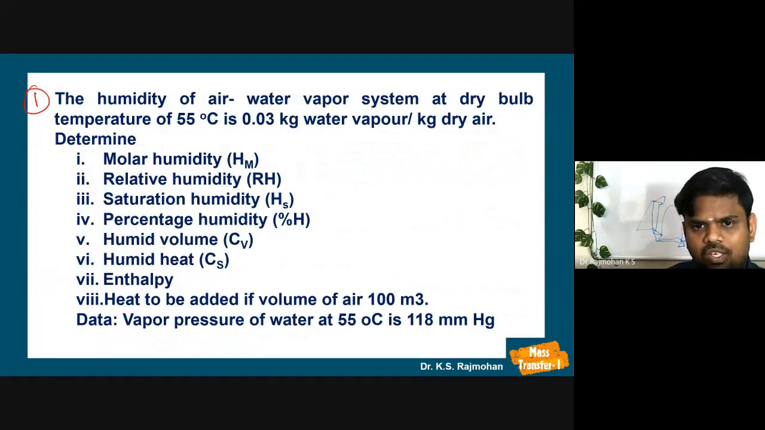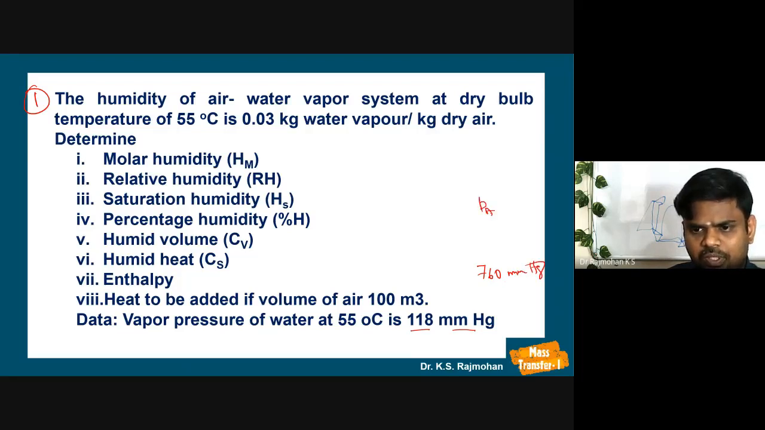The humidity of air water vapor system at dry bulb temperature of 55 degrees Celsius is 0.03 kg of water vapor per kg of dry air. Determine molar humidity, relative humidity, saturation humidity, percentage humidity, humid volume or specific volume, humid heat, enthalpy, and heat to be added if volume of air is 100 meter cube. Data given is vapor pressure of water at 55 degrees Celsius is 118 mm mercury. We know that atmospheric pressure is 760 mm mercury.